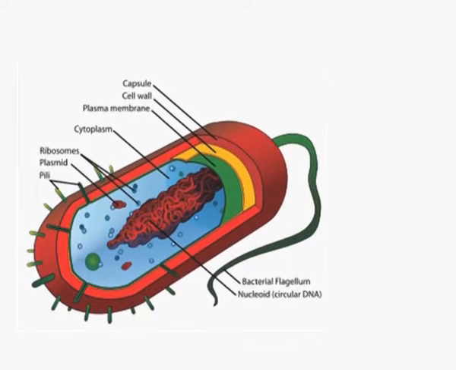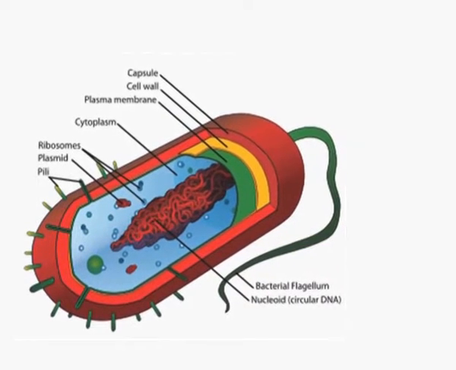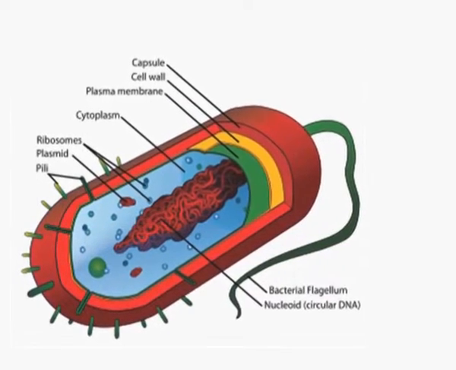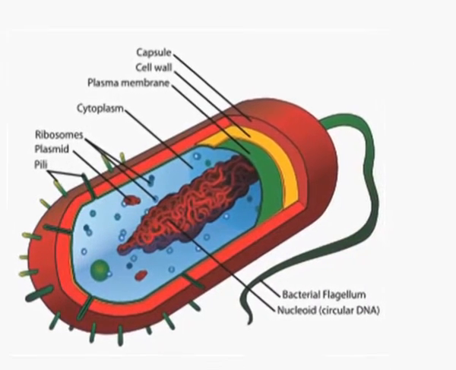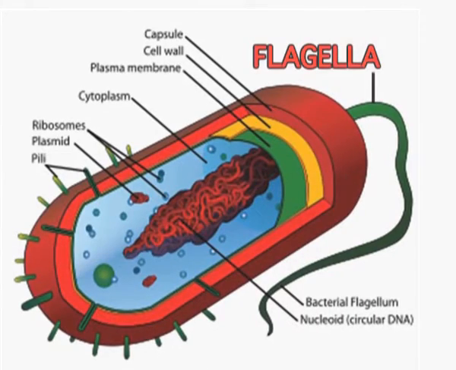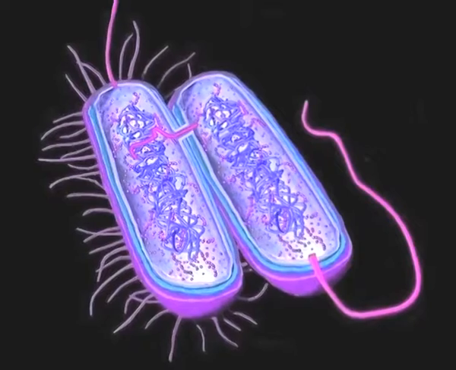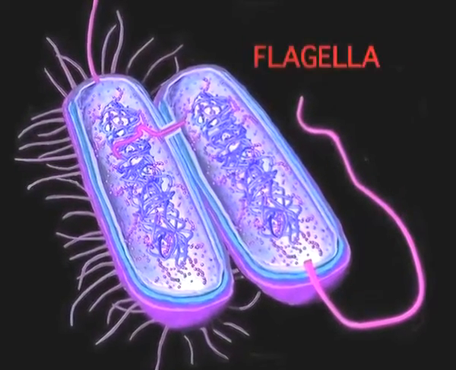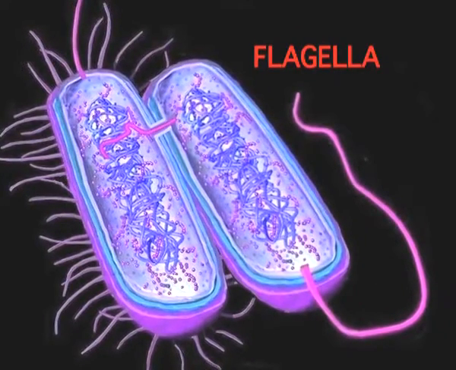You can see here in the diagram that a long thread-like structure is present, which is much thicker than the pili that I have just told you about. This is known as flagella. These flagella make the bacteria move about freely. The cell organelles are absent in these prokaryotic organisms, except that they contain ribosomes, which are required for protein synthesis.